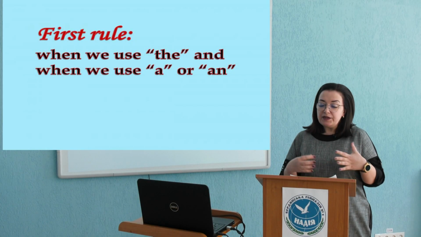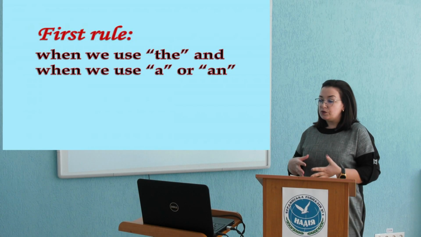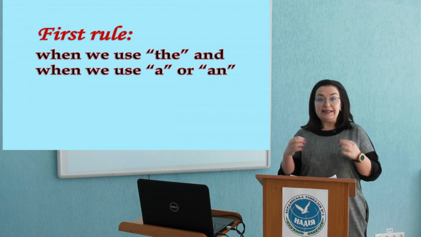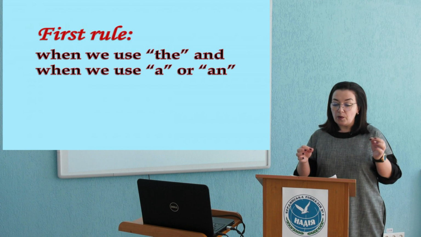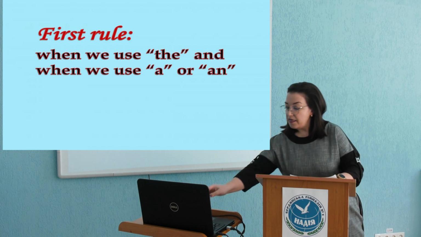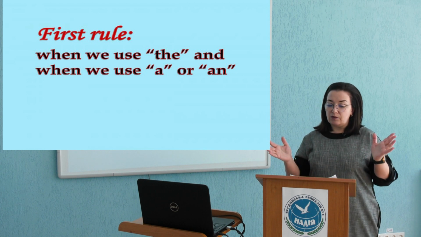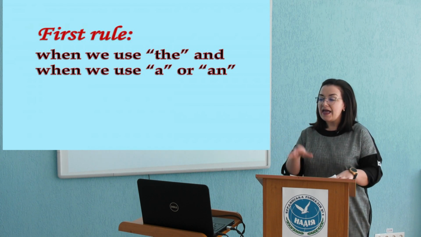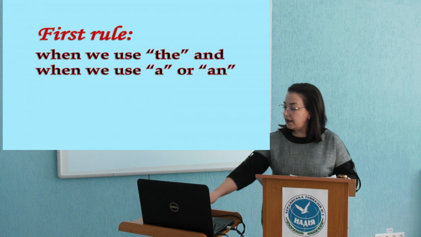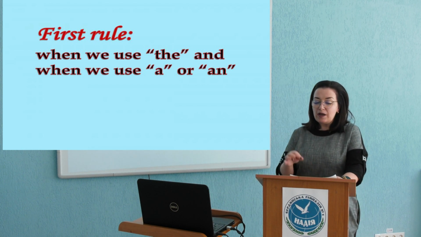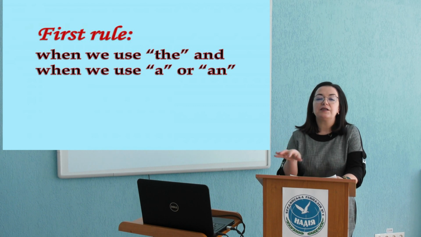So, the first rule explains when we use the definite article the and when we use the indefinite article a or an. The second rule deals with unique nouns, which usually require the definite article. And finally, the third rule explains why we sometimes leave articles out at all.